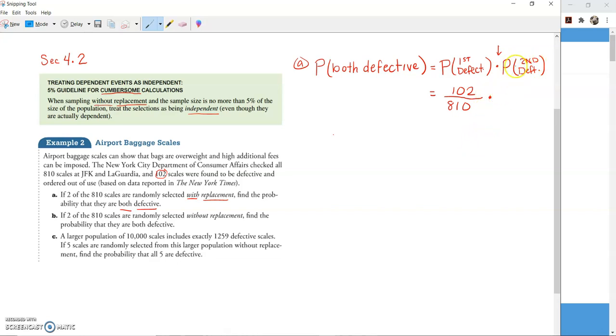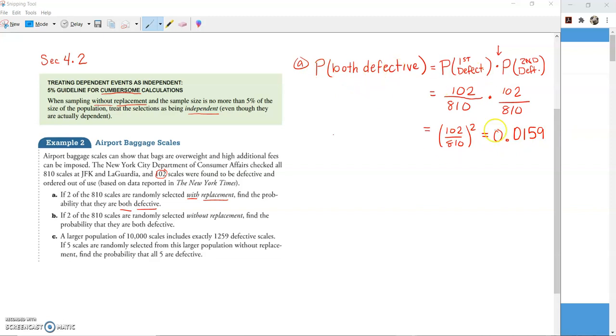So when I go to pick the second scale, make the second selection, there are still 102 defective scales out of 810 scales total, because I did this with replacement. So this isn't cumbersome at all. I could just type this in and be like, okay, it's 102 out of 810 squared, and I type that in my calculator and I get an answer. Okay, so if you type that in your calculator, you should get 0.0159 if you round it.